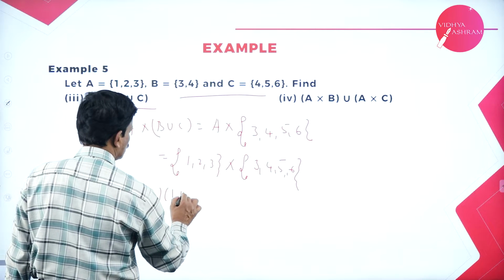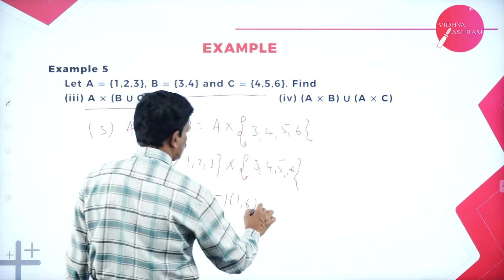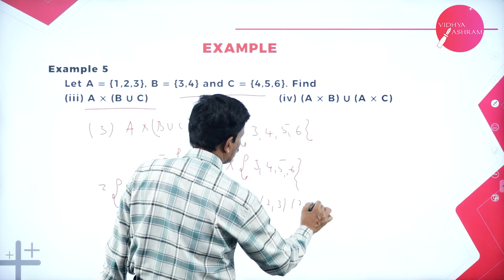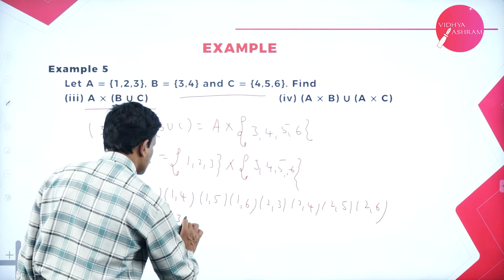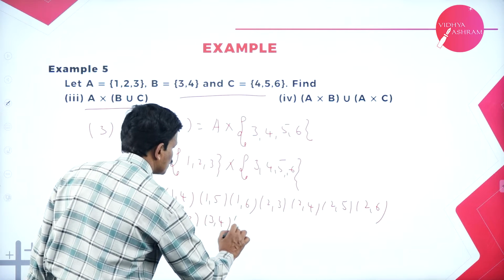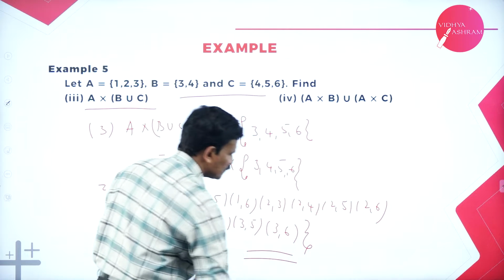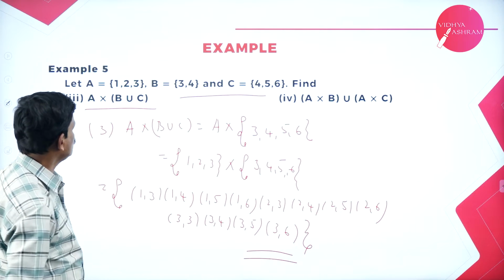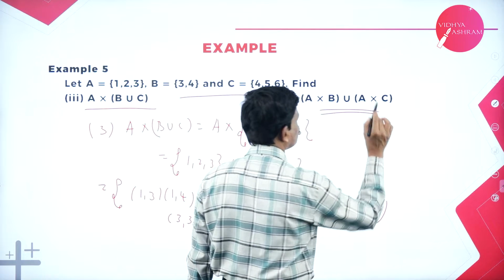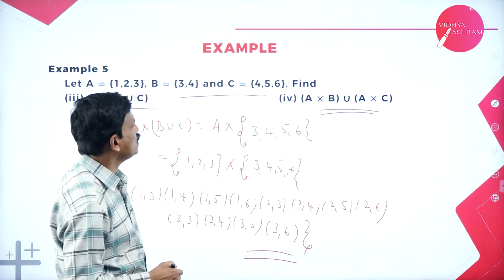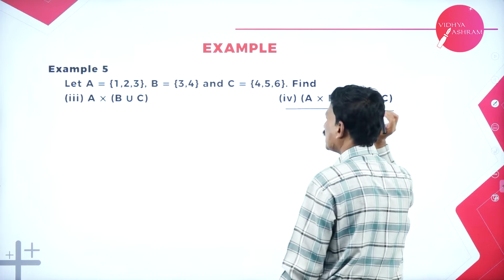(1, 3), (1, 4), (1, 5), (1, 6). Similarly, (2, 3), (2, 4), (2, 5), (2, 6). Again, (3, 3), (3, 4), (3, 5) and (3, 6). These are the values of A cross B union C. Okay. Now, let us come to the second one. First find out A cross B union A cross C. This is for the first answer. Now, come to the second problem.